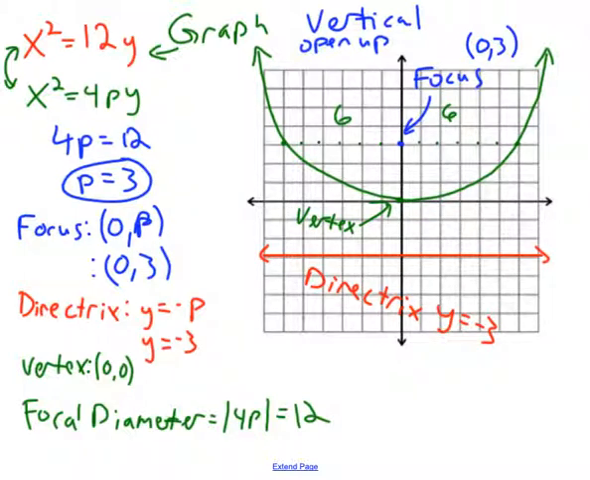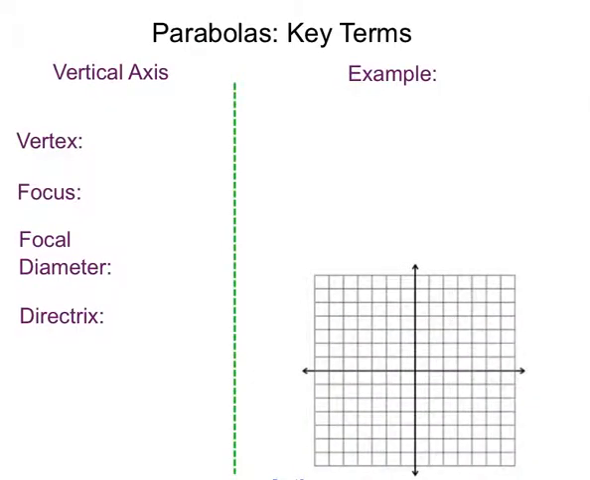Let's look at two more, one vertical and one horizontal, that maybe get a little more complicated. All right, so these are your key terms on the left, and this is the vertical axis. So for us to take some great notes here and have a great example to look back on, let's look at x squared equals -6y.